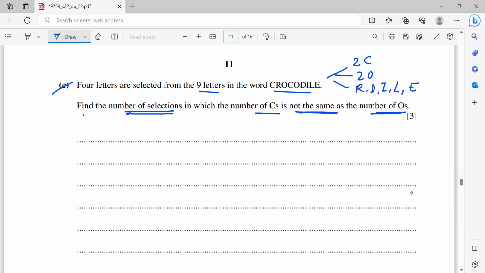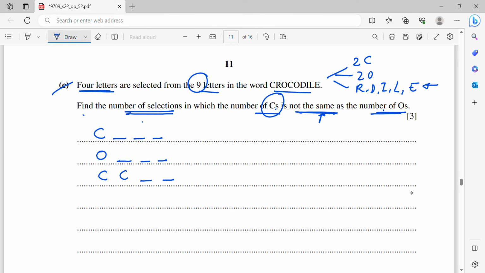Right? So you are choosing 4 letters from 9. What to do is, you have to make sure the number of C is different from the number of O. So I will say first I get 1 C. Then these 3 are from R, D, I, L, E, without O. Then probably I get 1 O and another 3 different letters from R, D, I, L, E, or probably I get 2 C and there's no O, because I need to make sure the number of C is different from the number of O.